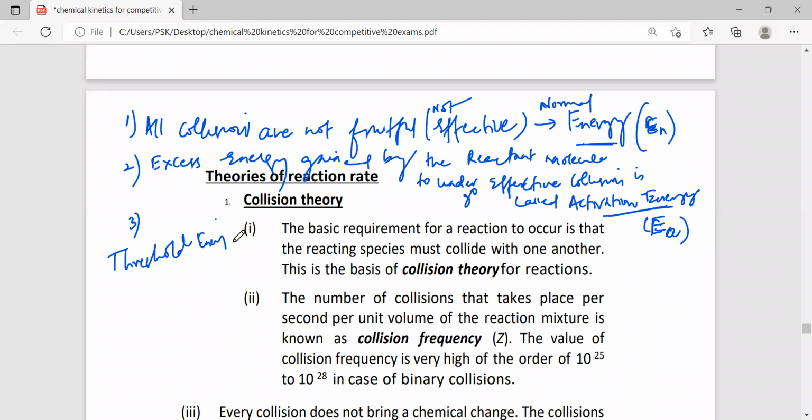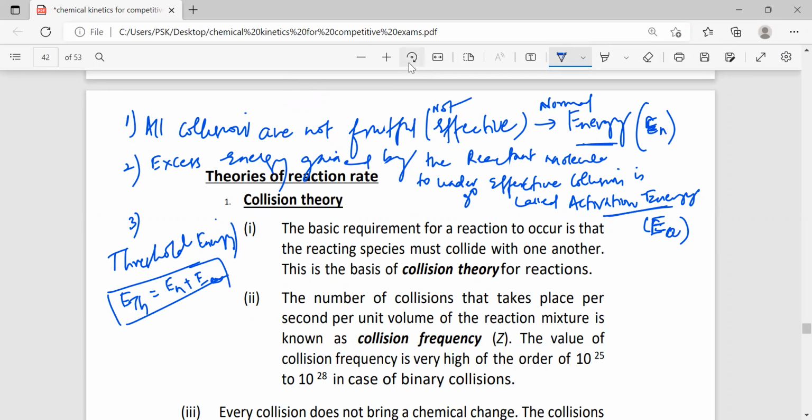This threshold energy is represented by ETH. This threshold energy is the sum of normal energy and activation energy. If a molecule gains energy above threshold energy, then whenever the molecules collide, it will lead to the formation of the product. That kind of collision is called an effective collision, or a fruitful collision. Did you follow this?